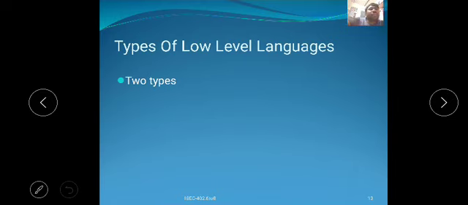The types of low level languages. There are two types of low level languages. One is machine language, and the second one is assembly language.